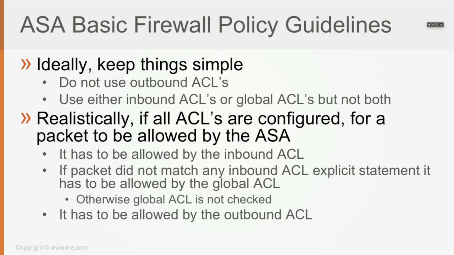And finally, if it was allowed either by the inbound ACL or by the global ACL, a packet is not going to be allowed by both of them. It's going to be allowed by one of them, because in the end both of them are inbound ACLs, and it makes sense. So once the packet has been allowed by the inbound ACL or by the global ACL, then it has to also be allowed by the outbound ACL.